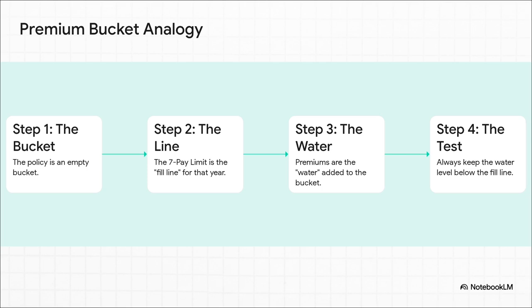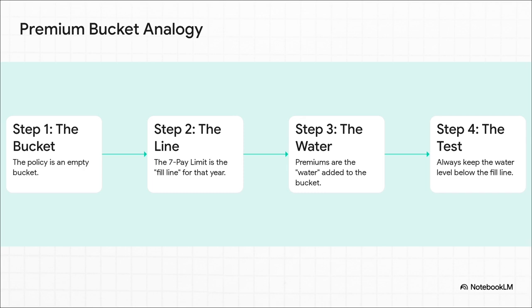Every new policy starts as an empty bucket. Simple enough, right? Now, for each of the first 7 years, the IRS draws a fill line on that bucket. That's your 7-pay limit for that year. Every time a client pays a premium, it's like pouring water into the bucket. So what's the test? It's just this: making sure the total water level never, ever goes above the fill line for that particular year.